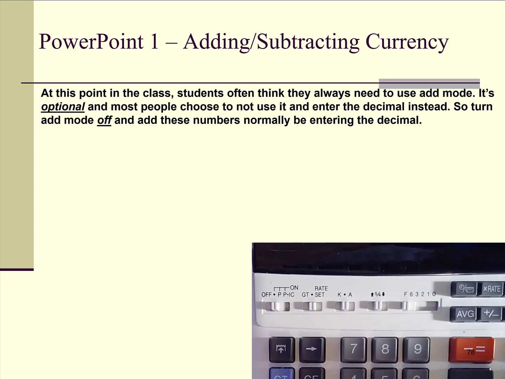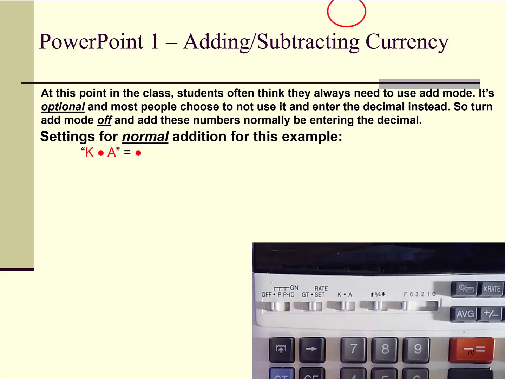So, at this point in the class, students often think they always need to use the add mode. That's not true. Remember, it's optional, and most people choose not to use it, and they choose to enter the decimal instead. So we're going to make sure that add mode is turned off, and we're going to add these numbers normally by entering the decimal. So make sure that your settings are back to normal. K.A is set to dot. Decimal selector is set to F. Technically it could be on 2, but we're going to go with F because that's our default.